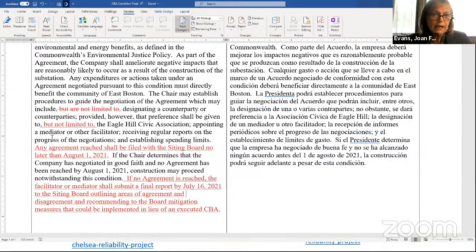If no agreement is reached, the facilitator or mediator shall submit a final report by July 16th, 2021 to the siting board outlining areas of agreement and disagreement and recommending to the board mitigation measures that could be implemented in lieu of an executed CBA. So I don't understand how a facilitator or mediator would know that no agreement is reached prior to the final agreement date of August 1st.